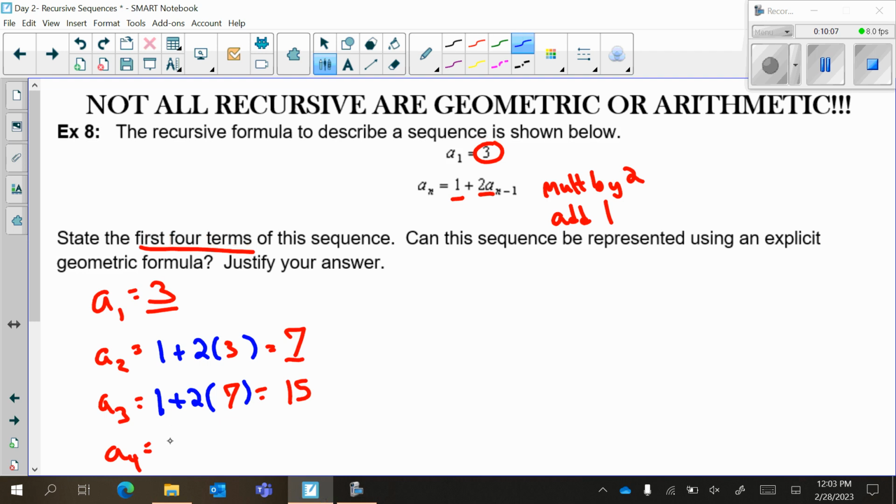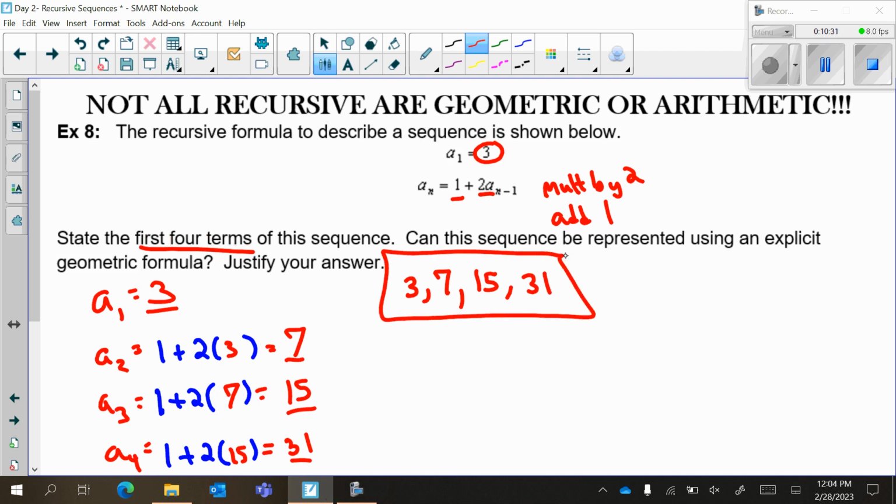Follow the pattern one more time. 1 plus 2 times the previous. My previous is 15. So 2 times 15 is 30, plus 1 is 31. So my first four terms are 3, 7, 15, and 31. That's the first part of this answer.